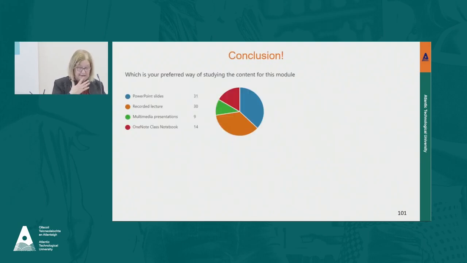First of all, at the end of the module, which I'm going to talk to you about in a second, I asked them what their preferred way of studying the module was. As you can see, there are about 48 in the class. Some of these modalities are represented twice, as in students like PowerPoint slides, but they also liked this, that, and the other. So I give them a choice of PowerPoint slides, recorded lectures, and multimedia presentations.